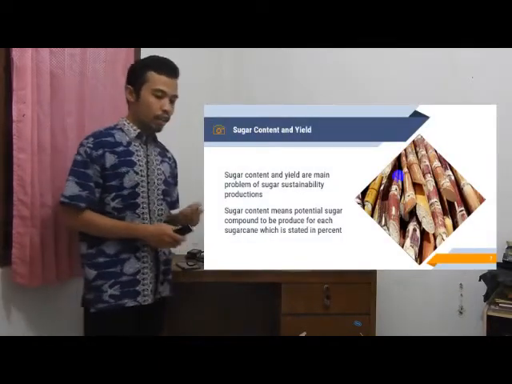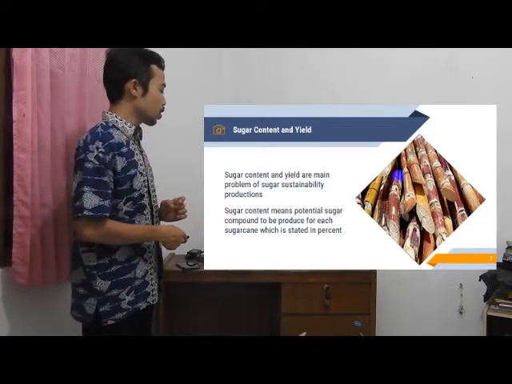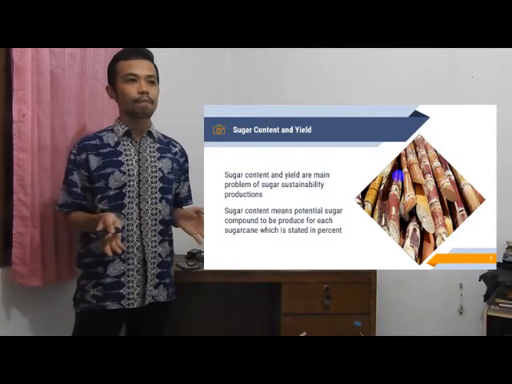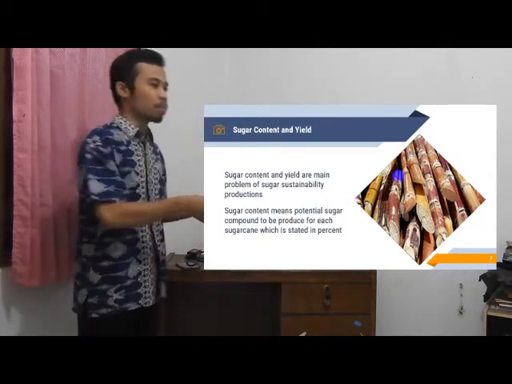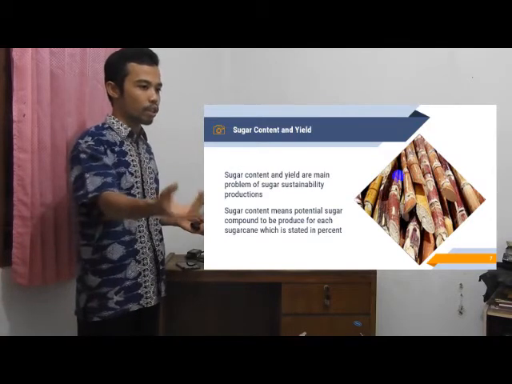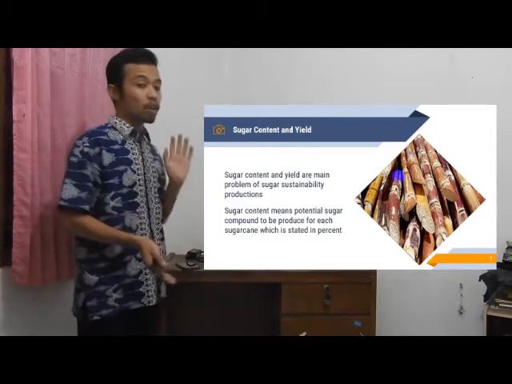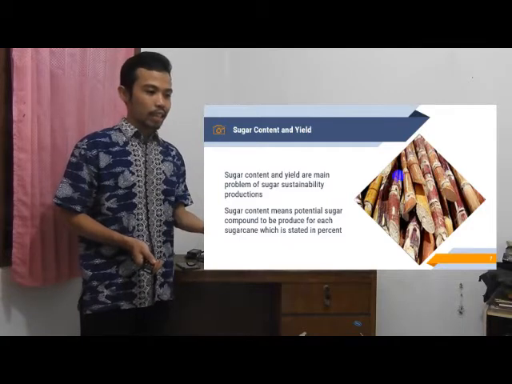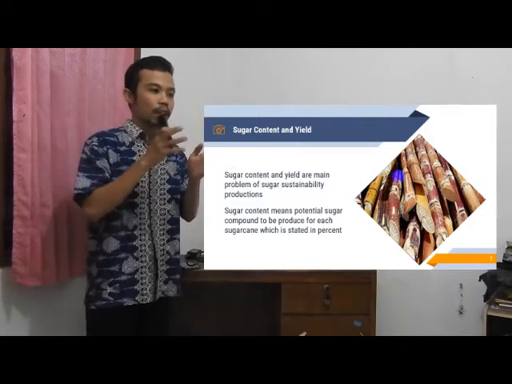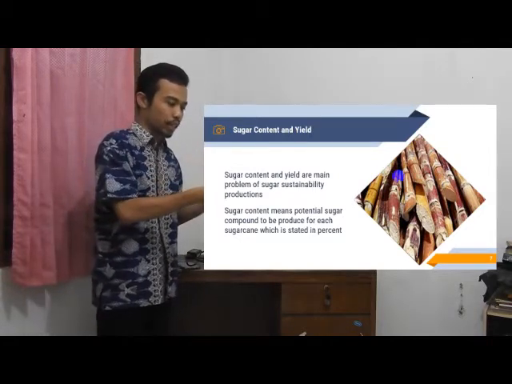On this occasion, I will give an explanation about sugar content. The sugar cane is planted by smallholder farmers for 12 months, then harvested and sent to the mills. To know the quality of the sugar cane, we use the sugar content. Sugar content means the potential sugar compound in the sugar cane, stated in percent. If you have 6% sugar content, it means you have 6% potential sugar produced from that specific sugar cane.